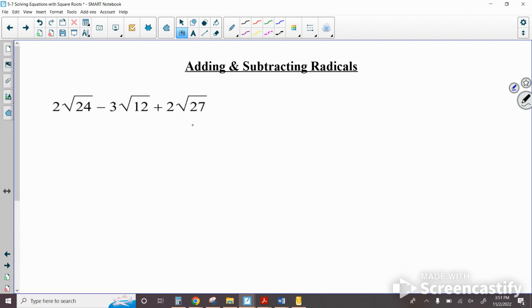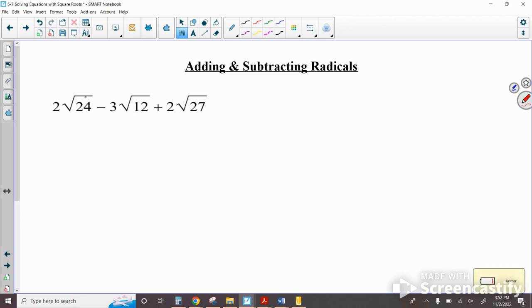Well, to me, I'm like, I can't do any of that because I only have 2 square root of 24s. How do you take away 3 square root of 12s if I don't have any square root of 12s? This is kind of what I'm thinking of. It's kind of like you're saying 2x minus 3y plus 2z. You cannot combine them because they're all different variables. In this case, they're all different types of roots, so you cannot combine them.